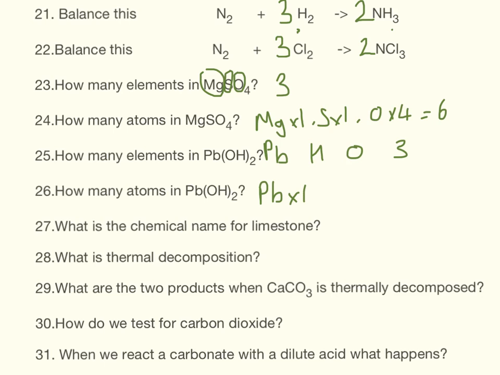We have 1 lot of lead. Because of the brackets here, this number means everything in there is times by 2. So we have 2 hydrogens and we have 2 oxygens, which gives us 5 in total. Chemical name for limestone is calcium carbonate.